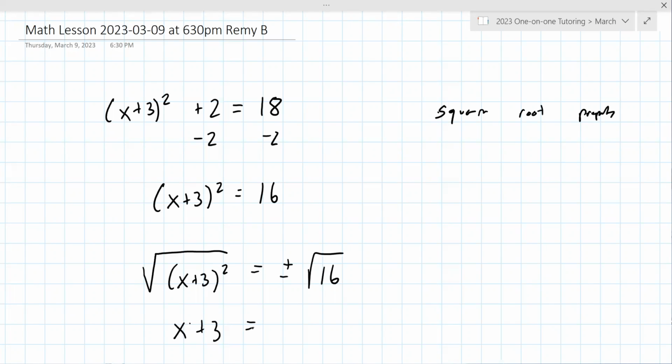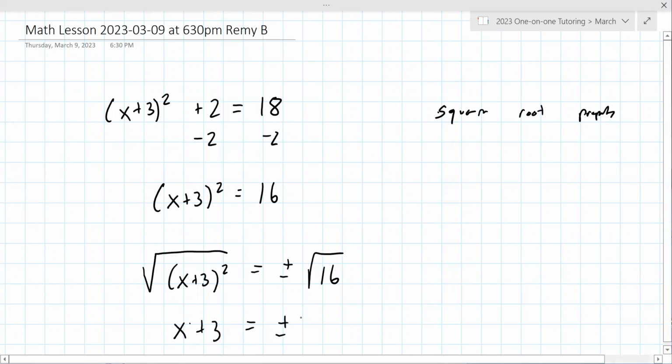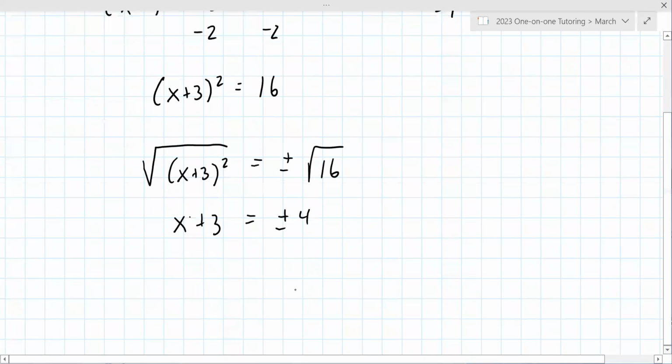Square root. What is the square root of 16? 4. So it's plus or minus 4. This is case 1, case 2. So x plus 3 equals 4. X plus 3 equals minus 4.